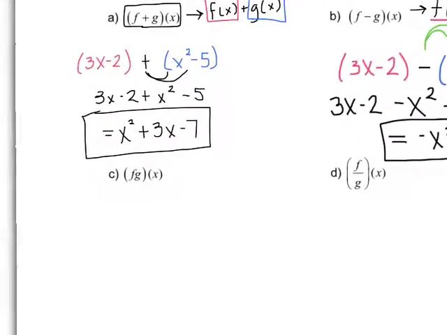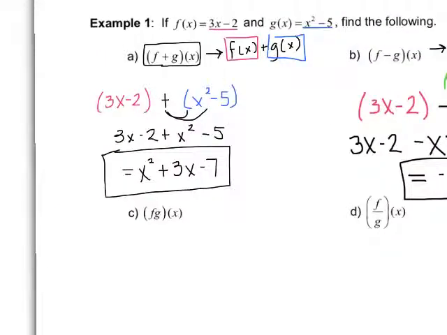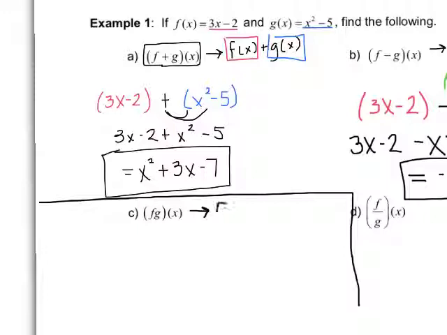All right, question C, f times g of x. When you don't see an operation between the two like this, when they're just right next to each other, it's kind of like if I told you 2a. Well, that just means take 2 and multiply by a. It's just understood that that's a multiplication. So same thing here. This means we're going to take f of x and multiply by g of x.